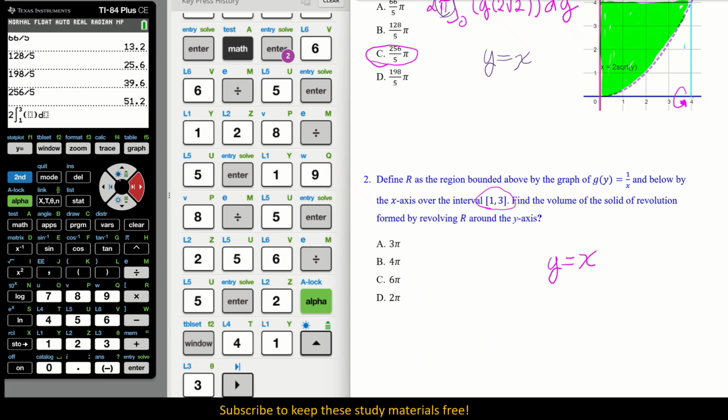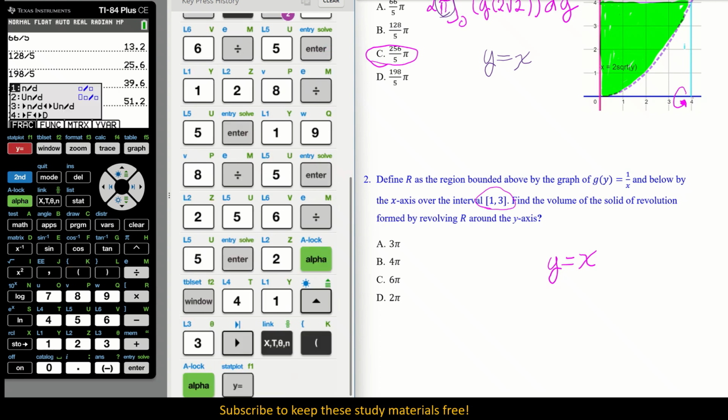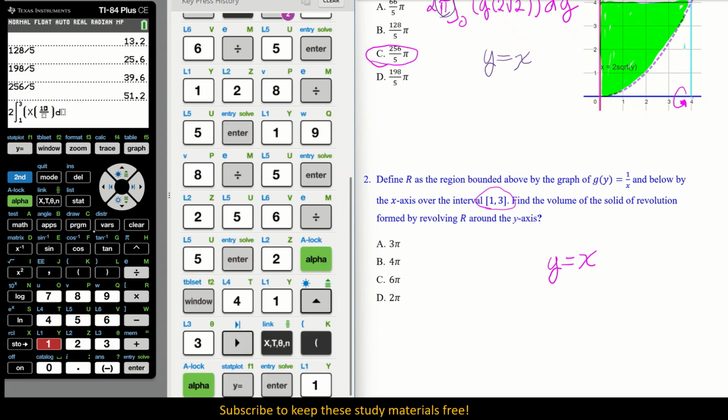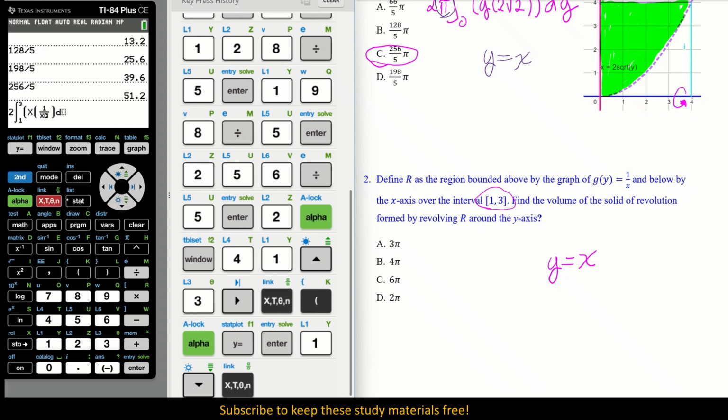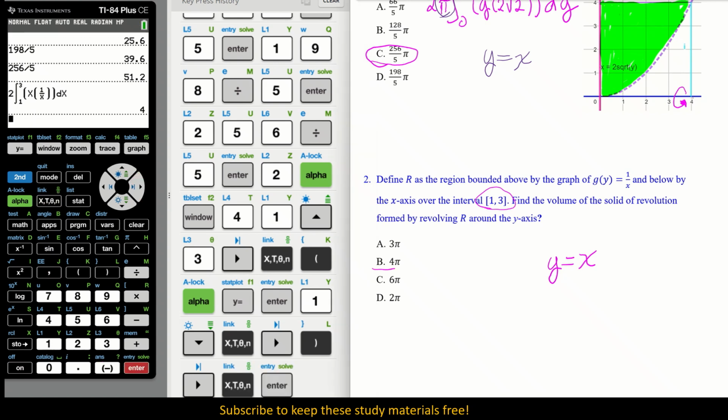If you've jotted this down, remember that. So we need to put in x, and you're going to notice something. I have a parentheses, alpha y equals, to get my fraction, 1 over x. Yes, that actually equals 1. I'm going to close my parentheses, go over here, put in my x, press enter, and yes, the value is 4. All right, let's move on to number 3.